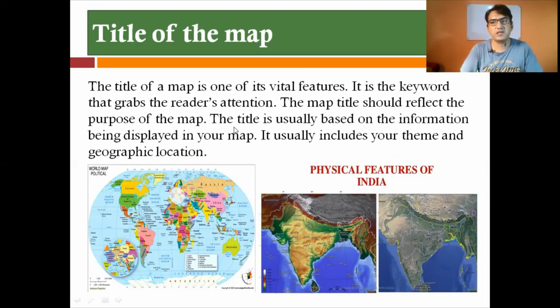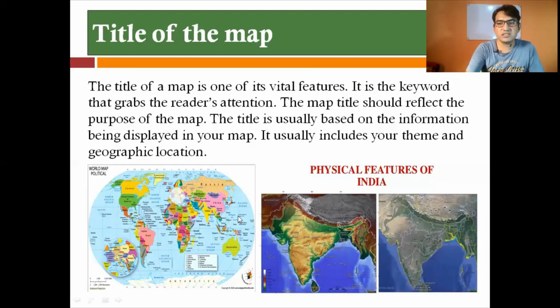And yes, once you see the title of the map at the top, you easily understand the purpose of that map. The title is usually based on the information being displayed in your map. It usually includes your theme and geographic location. So what things are being shown by the title? Two things. One is the theme.